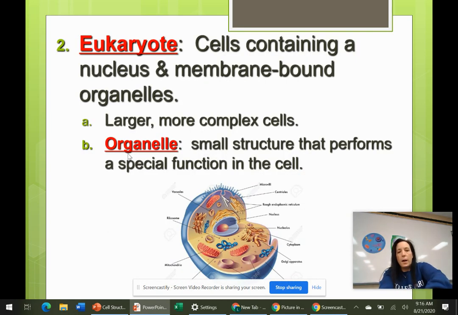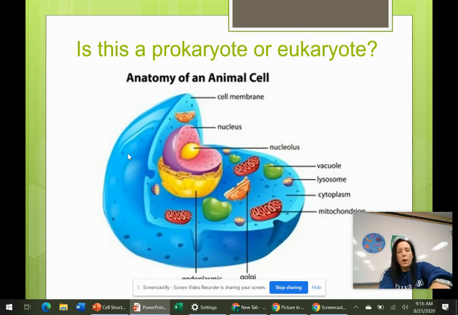Okay, on the bottom is an animal cell. It's round. I'm going to go to the next one, though. So that is a very complex cell. That's an animal cell in a picture. And so what does that mean? That's a eukaryotic cell. All the organelles are within themselves. They're very compact. They're very within a membrane. So that's a eukaryotic cell.